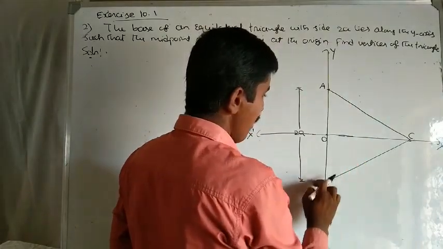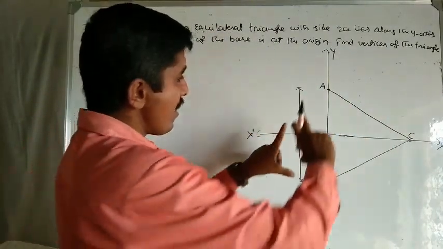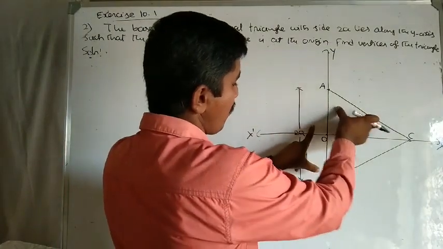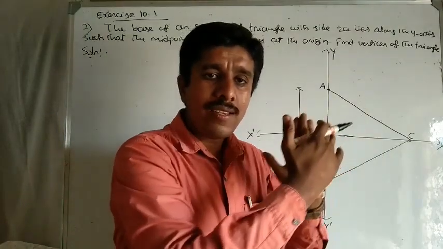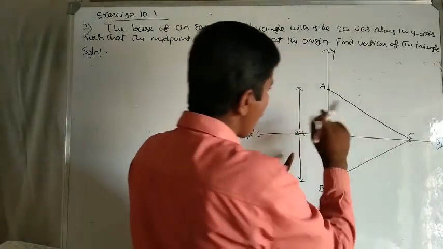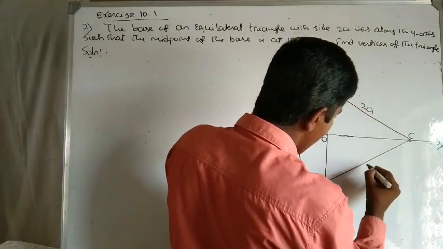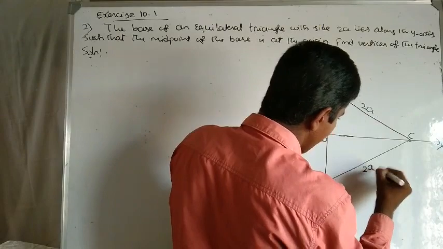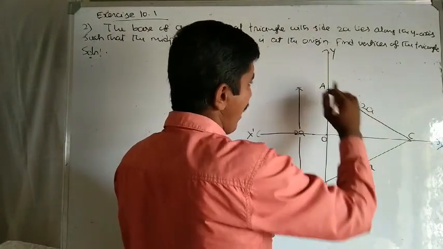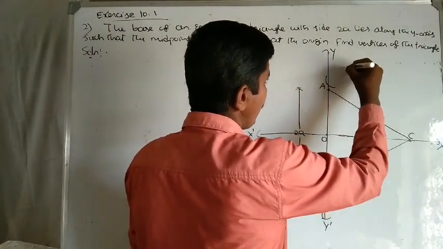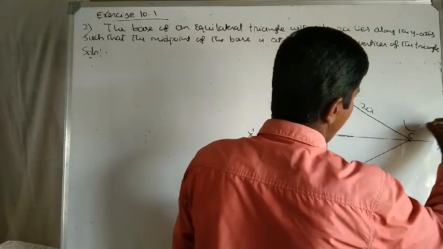Clearly, ABC is an equilateral triangle. Here AB equals 2a, so AC equals 2a and BC equals 2a, because in an equilateral triangle all the sides are equal. Got it. Here we have to find the coordinates of the vertices of triangle ABC: the coordinates of point A, of point B, and of point C.